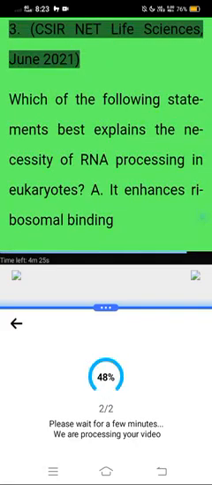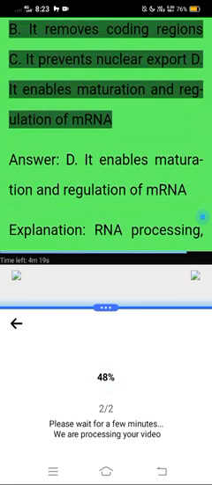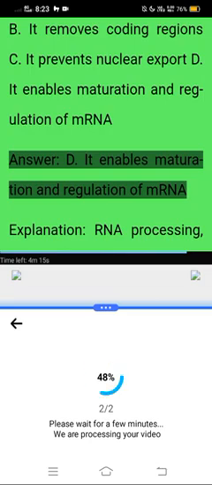3. CSIR-NET Life Sciences, June 2021. Which of the following statements best explains the necessity of RNA processing in eukaryotes? A. It enhances ribosomal binding. B. It removes coding regions to prevent nuclear export. D. It enables maturation and regulation of mRNA. Answer: D. It enables maturation and regulation of mRNA.